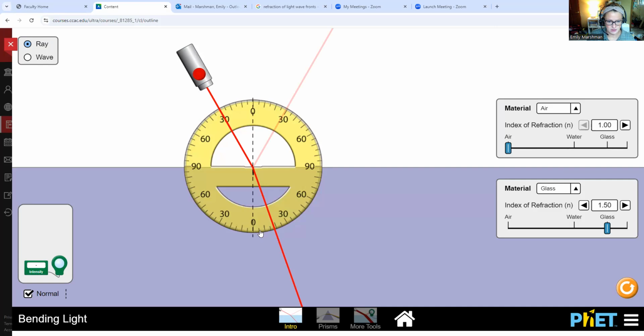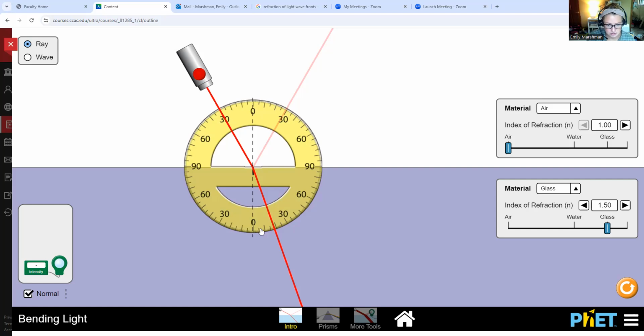Each of these ticks is 5 degrees. So 5, 10, 15, 16, 17. I'll go with 17 degrees right here. It's always measured from the normal, from this normal to the surface. It's not measured from the surface. It's measured from the normal, or perpendicular to the surface.